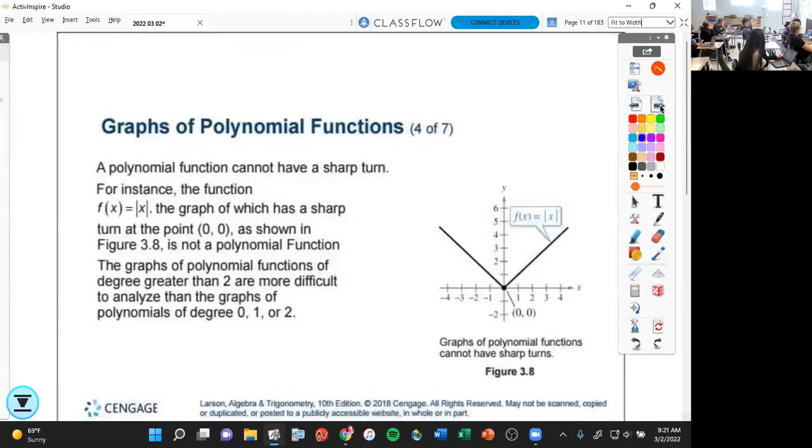So this is what a graph would look like that's sharp, the absolute value, right? It's sharp. Is it continuous? Yes, I can draw an absolute value function without picking up my pencil. So this would be a continuous function, but it is not a polynomial function because it has a sharp turn.